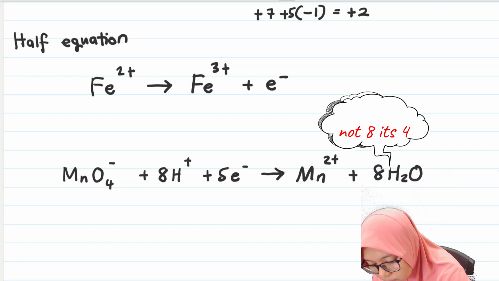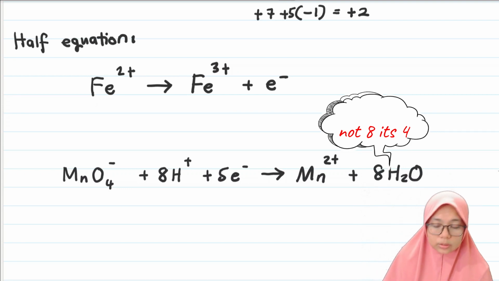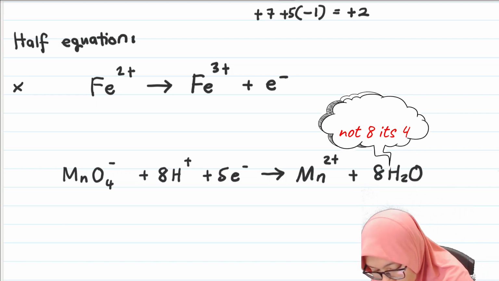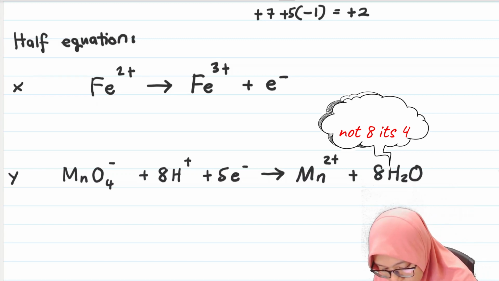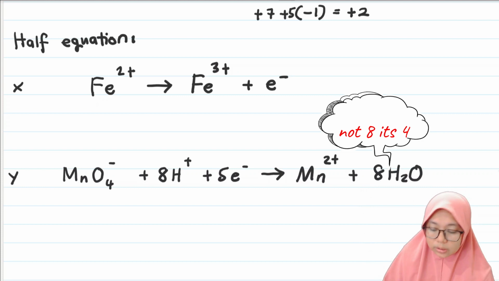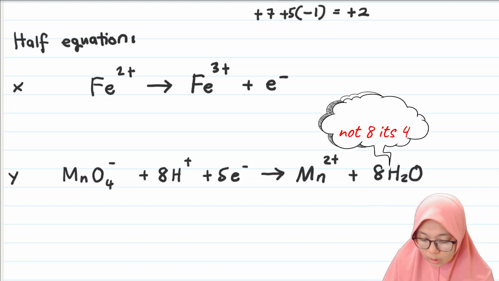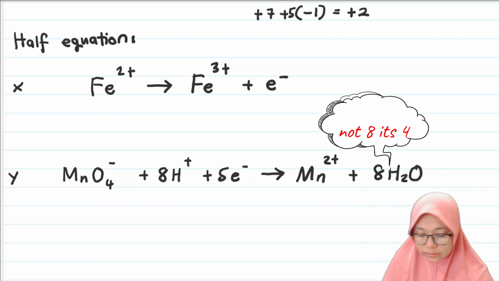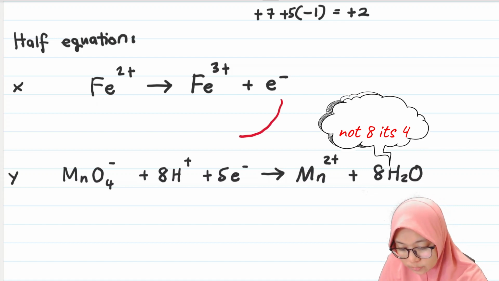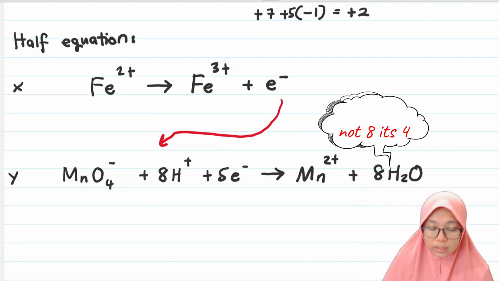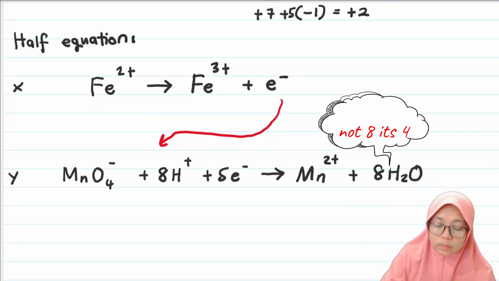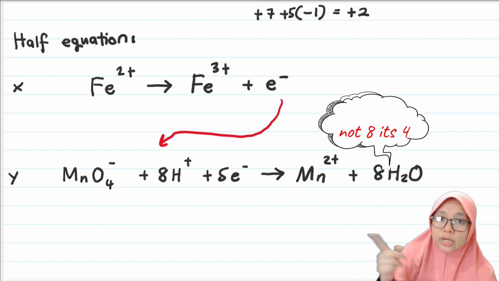Okay, half equation for the reaction. This is at the X electrode. Manganese ion accepts electron at Y electrode. So what happened is that when iron 2 plus releases the electron, it will be accepted by this manganese ion. The manganese ion will accept electron to form manganese 2 plus. So that is what we call a transfer of electron.